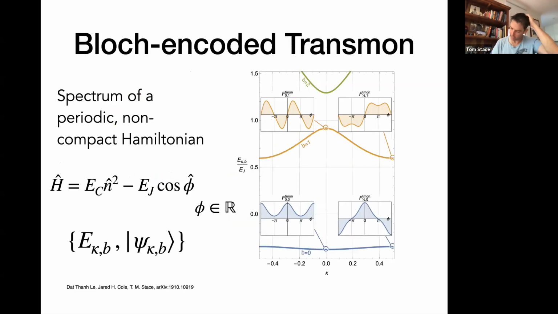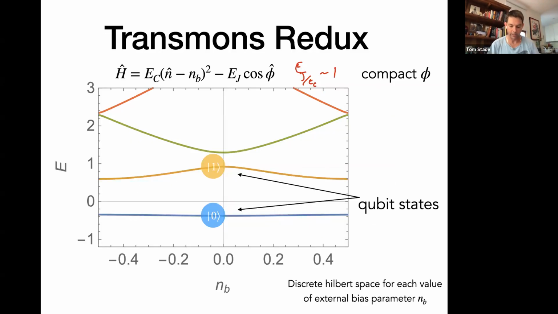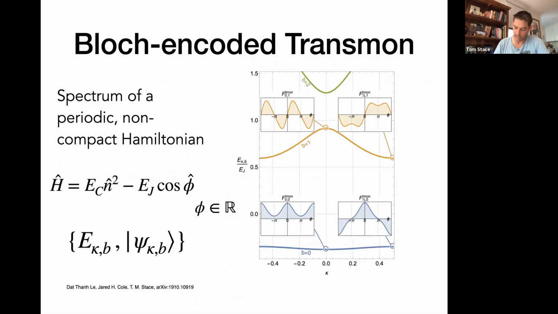But I just went through this entire argument to say that that Hamiltonian shouldn't be thought of as acting on a compact phase and discrete charge, but should be thought of as acting on a phase that occupies the entire real line and a charge that is a real number. And if I do that, remember that this parameter NB turns into a quasi-charge kappa. And so now I've drawn more or less the same spectrum. It's at a different value of EJ over EK.